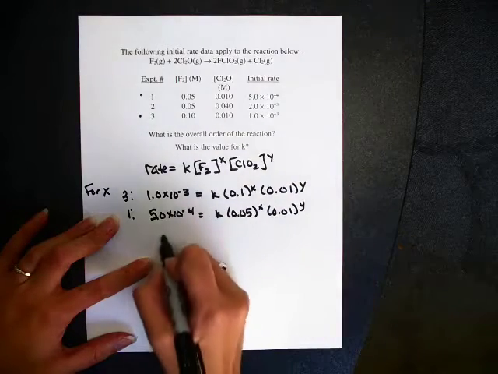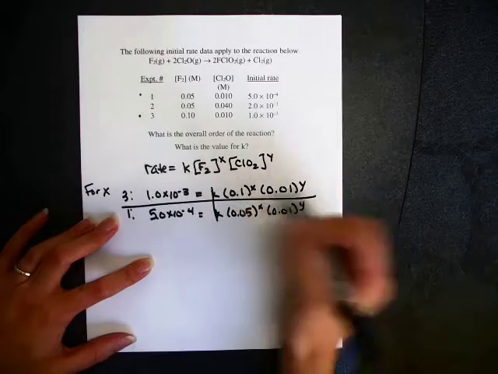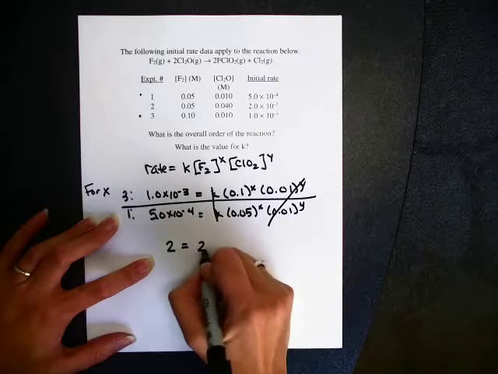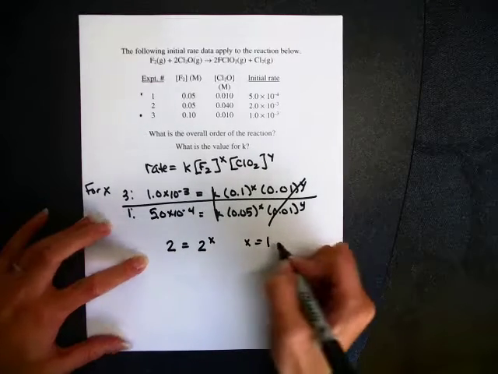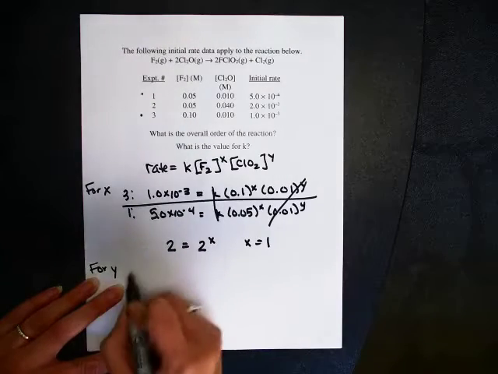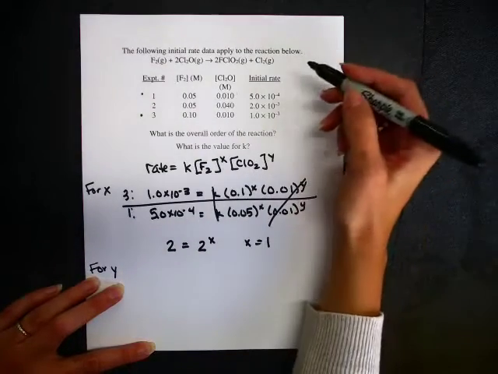And then I just put a giant division bar and cancel whatever cancels, so the k's cancel and the 0.01 to the y. Then on the left I get 2. On the right, divide the number, keep the exponent, so I get 2 to the x, so the x must be 1. 2 to the first power would equal 2.